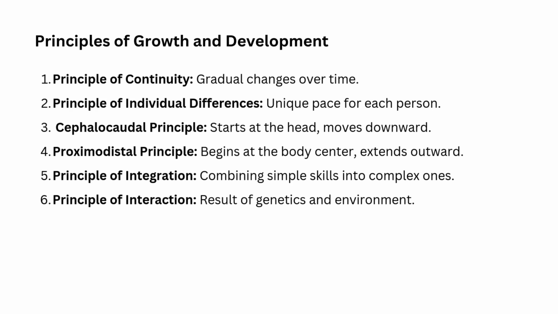This principle basically explains why children first gain control over their torso and arms before mastering fine motor skills with their fingers and toes. For example, a child can wave their arms before they can pick up small objects with their fingers.